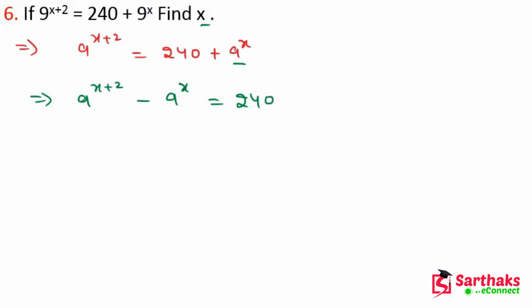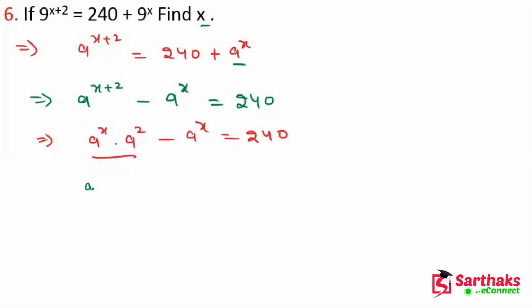Now if you observe this, this term we can write as 9 raised to power x dot 9 raised to power 2, and here is 9 raised to power x, which equals 240. The reason behind this is: a raised to power m dot a raised to power n. We have the same base, so we can add the powers, so we get m plus n. If we can do it like this, we can do the reverse also. So here we are doing the reverse.